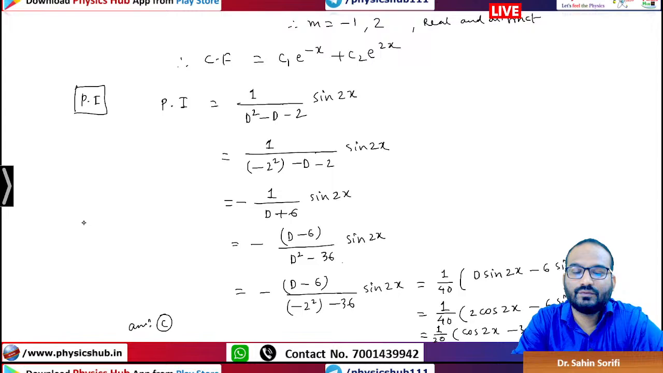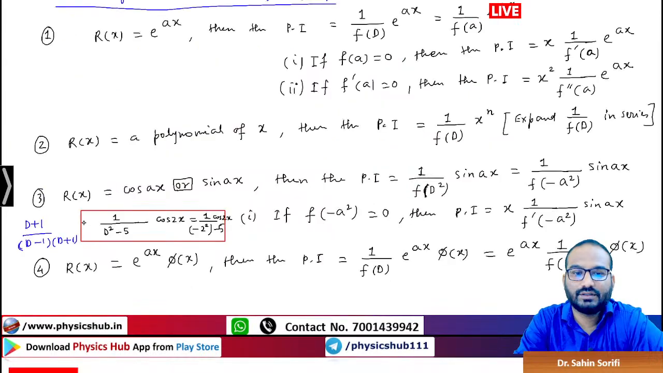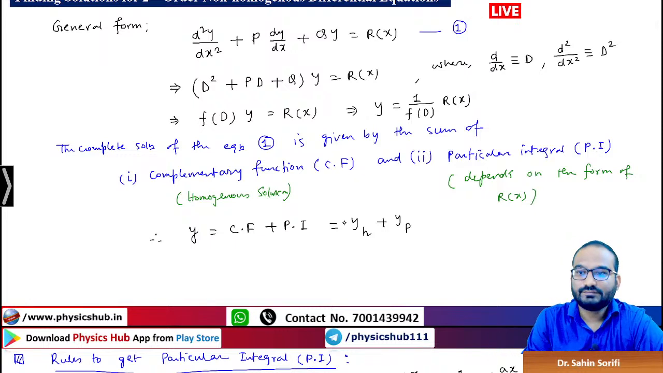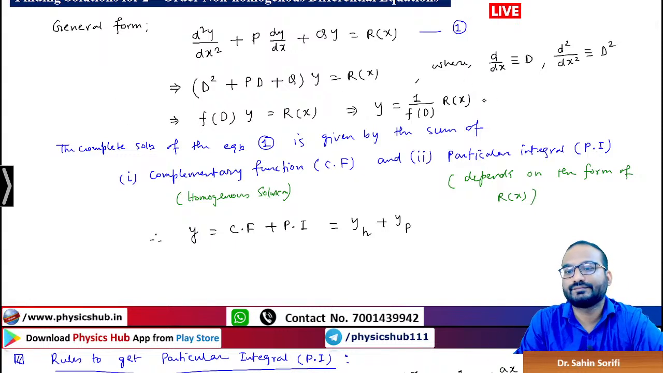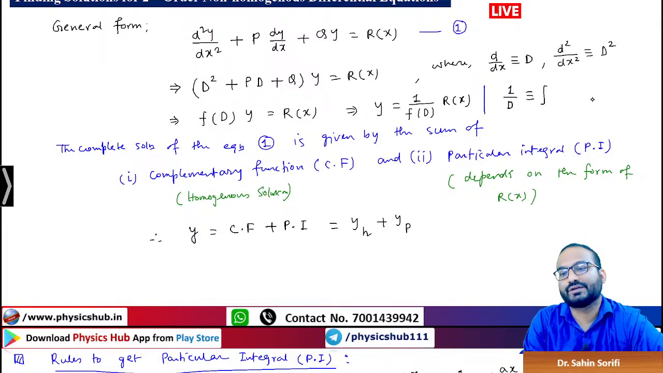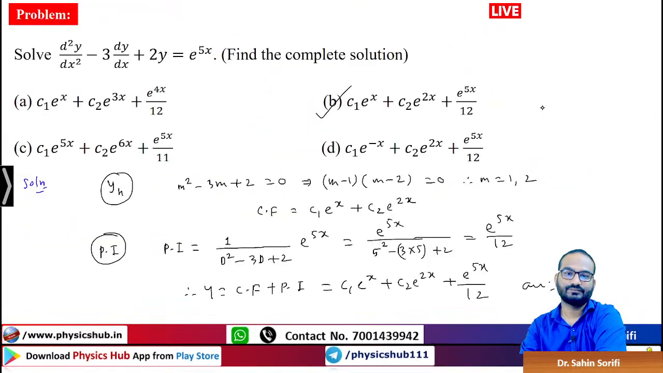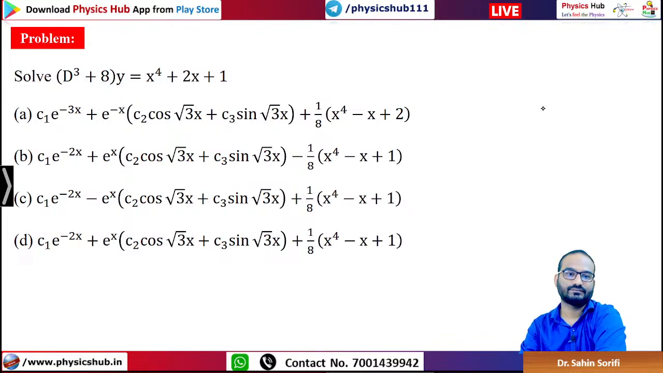In our theory, 1 by D square means double integration, that thing I need to tell you. Good question actually, Hirani. One by D is equivalent to integration. So 1 by D square means double integration, you can say, but generally this thing is used: 1 by D will be integration. Do this one.